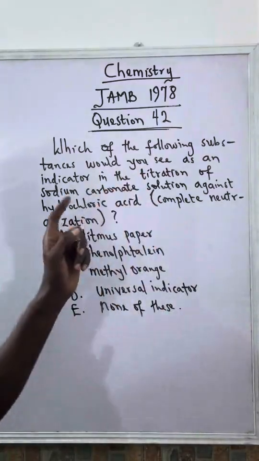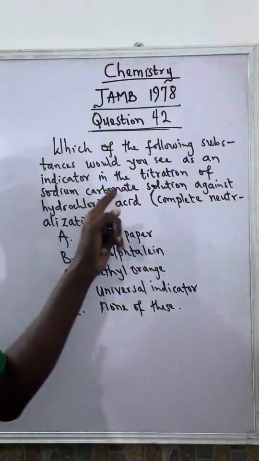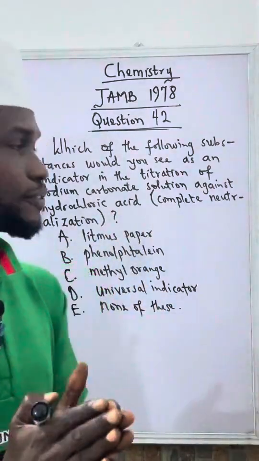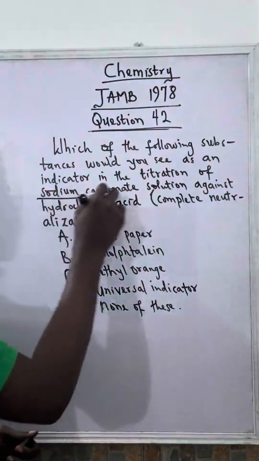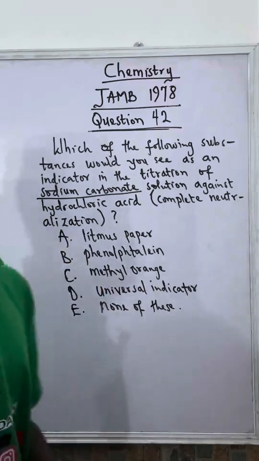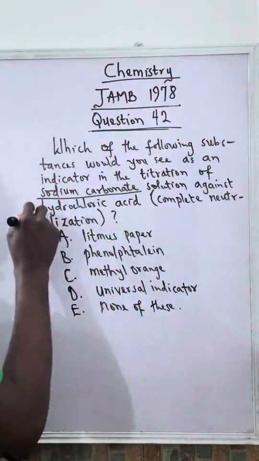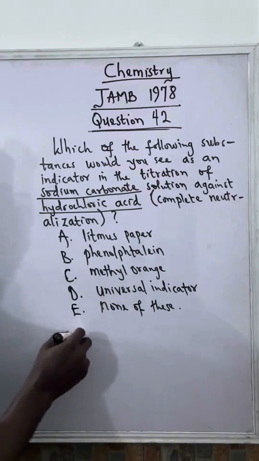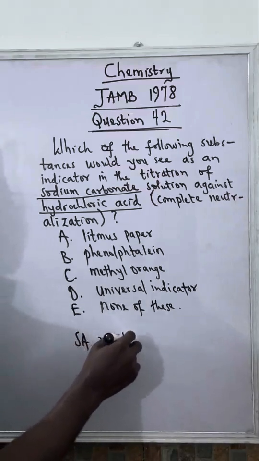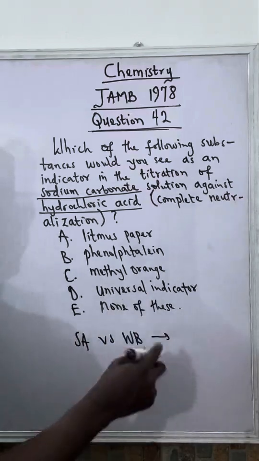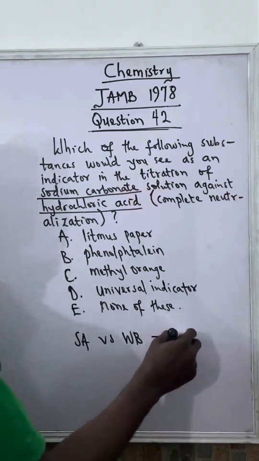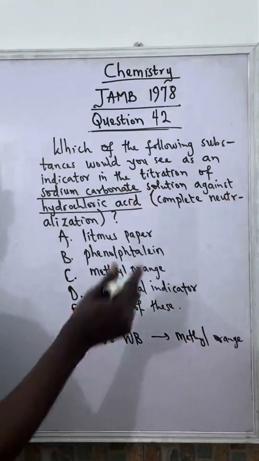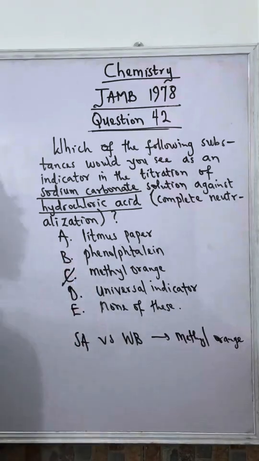So looking at this titration, we have sodium carbonate, which is a salt, and in this case it behaves like a weak base. So it's taken as a weak base. And then the hydrochloric acid is a strong acid. So this is now a titration of strong acid against a weak base. In that regard, when we have strong acid against a weak base, we use methyl orange as the indicator. So that means the correct answer for this is option C.